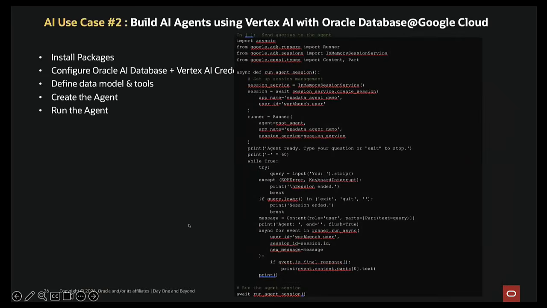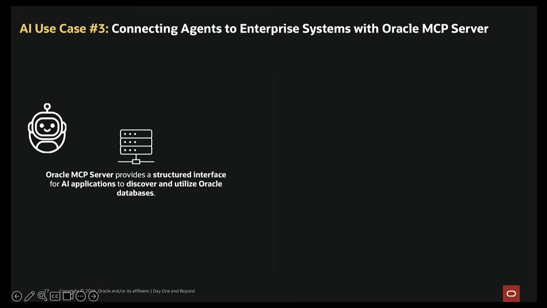So after you've created the agent, the next step is to run the agent. This is just creating a session and running the agent. It includes a simple loop so that you can send multiple queries to your agent, and each query runs the full ADK reasoning cycle. So Gemini decides which tool to call, your Oracle AI database will execute, and the result grounds the final answer. So that's how easily you can develop agents using Google's Vertex AI ADK.